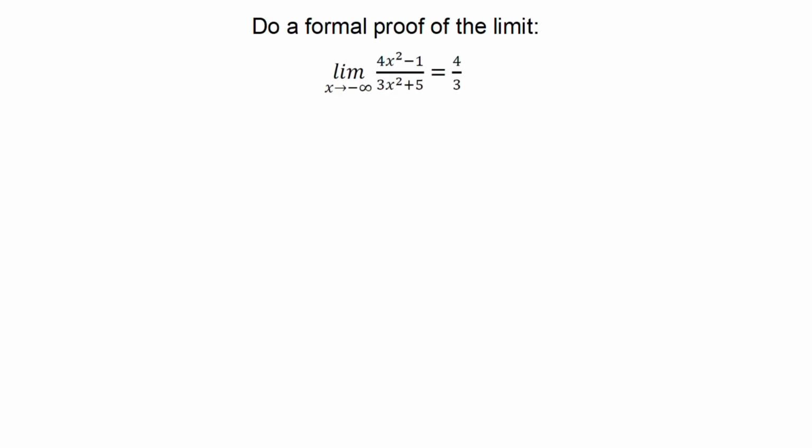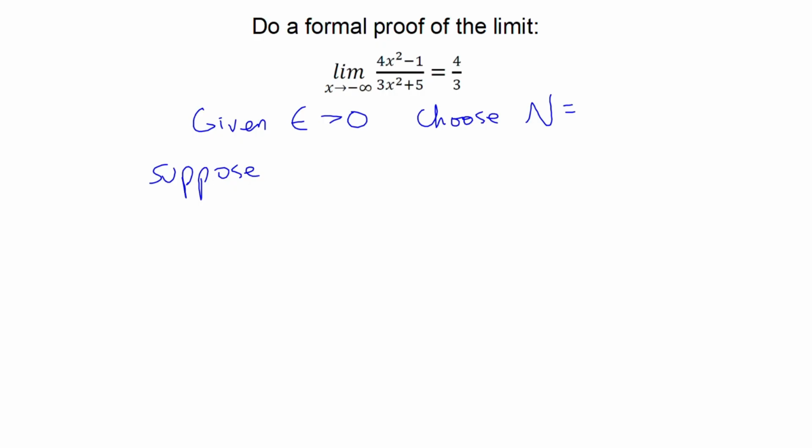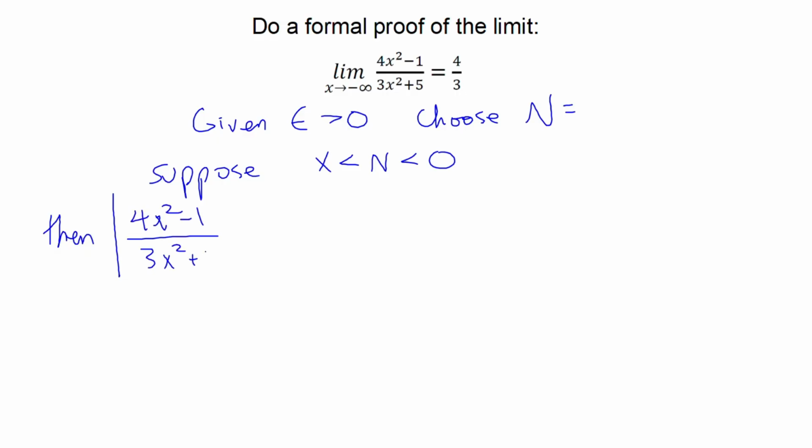All right, our next one here, we have a limit as x approaches negative infinity of a function is equal to a real number. So this is another one that's n and epsilon. So we'll start with given an epsilon greater than 0. We want to choose n equal to something. Supposing that, in this case, since x is approaching negative infinity, we're going to say x is less than n is less than 0. And then we want to show that the absolute value of our function, 4x squared minus 1 over 3x squared plus 5, minus our limit, which is 4/3, is eventually less than epsilon.